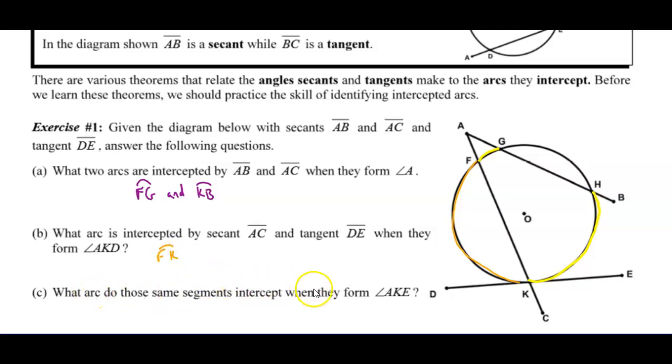What arc do these same segments intercept when they form AKE? Well, that's the other angle on that linear pair. And so that arc is described as from F all the way around through G, through H, and back to K. All right, so that's going to be a major arc, and that needs to be written with 3 letters. So this could be arc FGK, or it could be arc FHK. Either way is okay for saying that arc. All right, let's keep on going here.